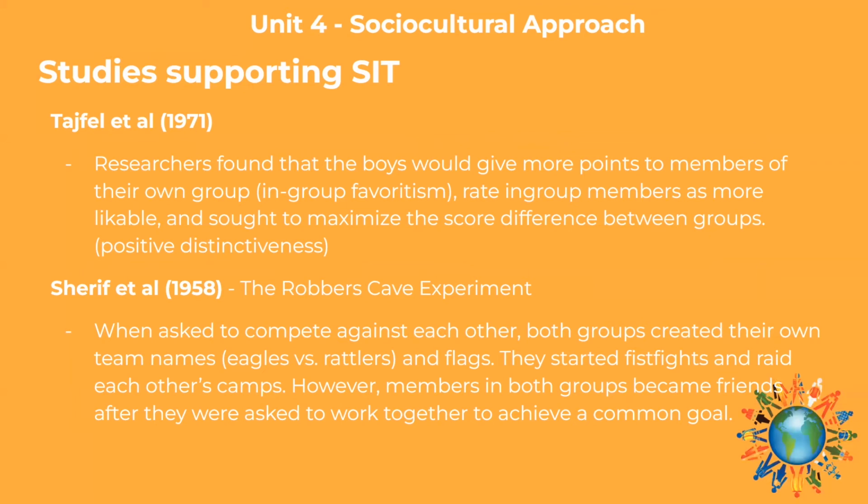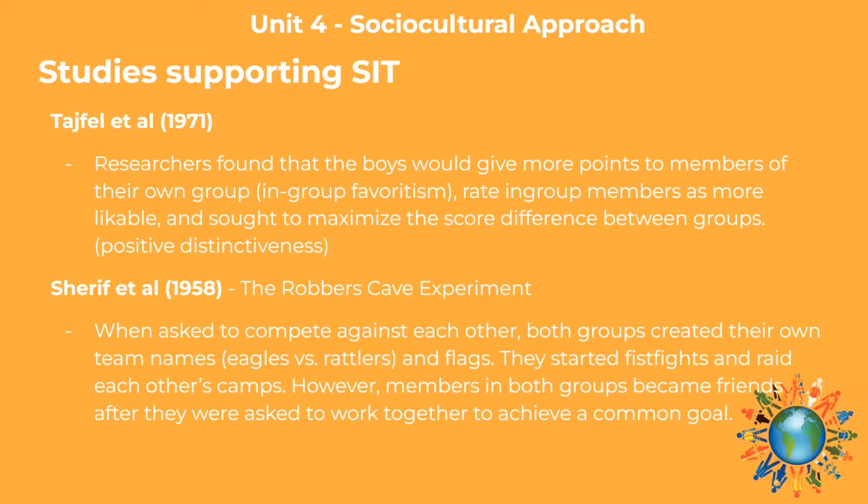And in the second study, it was the same thing, but now they were divided into two groups based on their artist preference, Kandinsky or Klee. And they were also asked to give points. And in here, the boys also tried to maximize the score difference by giving their group a lot more points than the other group. And positive distinctiveness is shown here because they view themselves as better, so they give their group more points than the other.